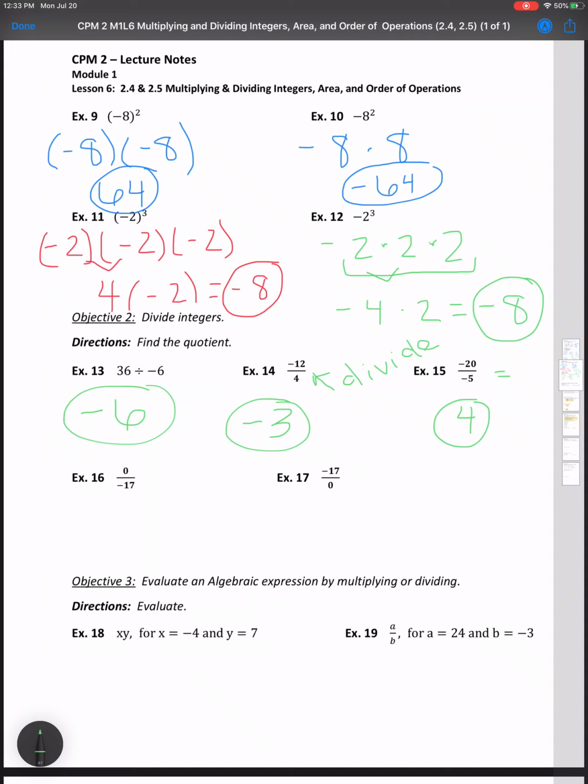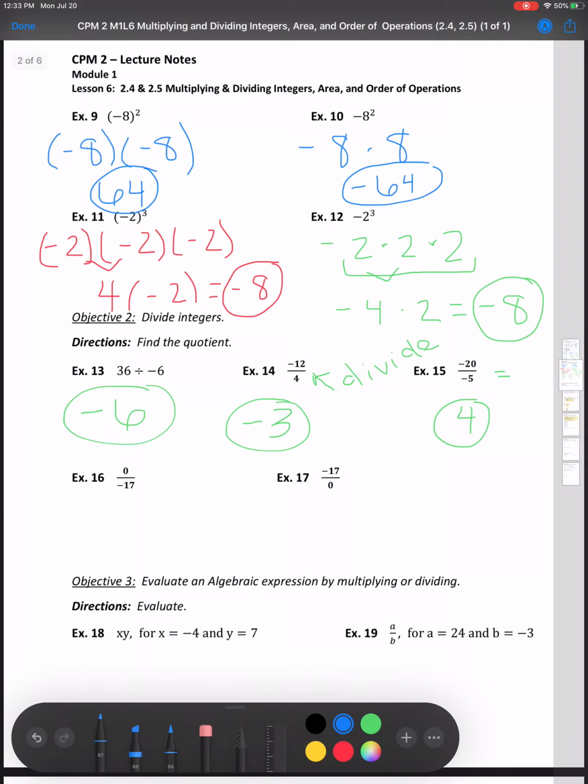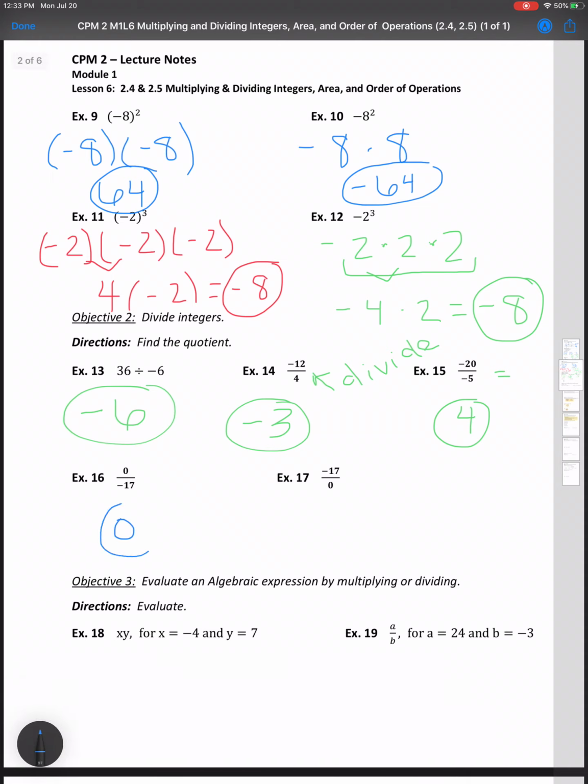Okay, let's talk about dividing by 0 again. We've talked about this before, so this is just a great review. Remember which one's 0 and which one's undefined. That's what people get confused all the time. So as far as example 16 goes, 0 divided by negative 17. 0 divided by any number is going to be 0. I could have put it right here too, it doesn't matter. And remember, you can always check it. 0 times negative 17 is 0, so I know I did it correctly.